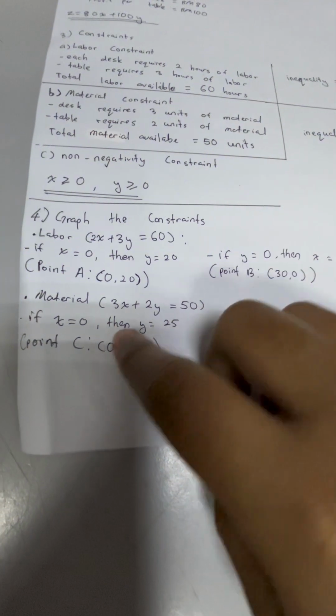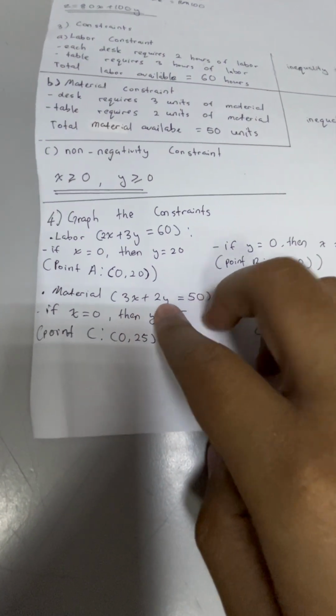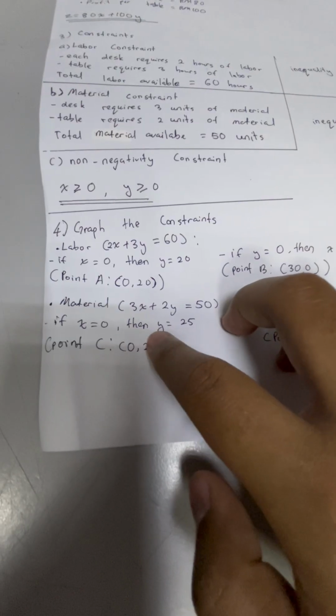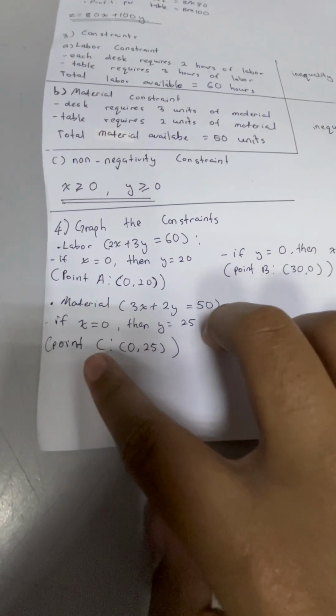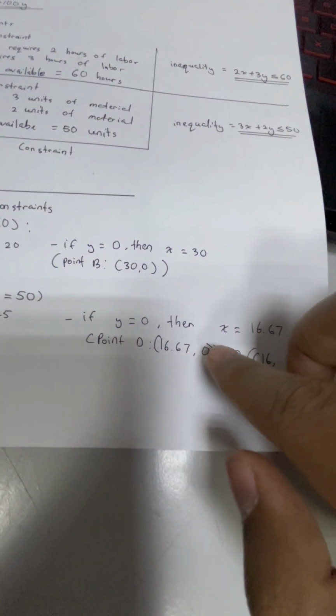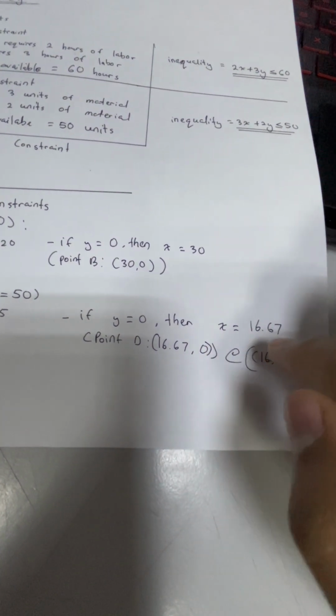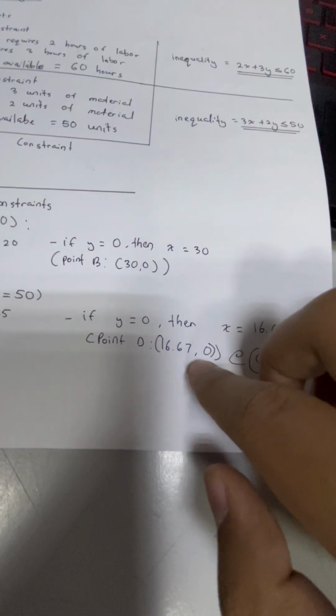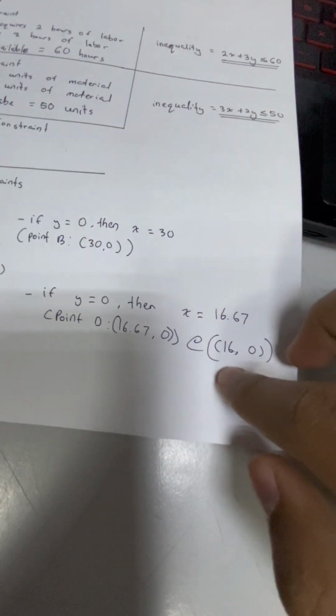For the material, which is 3x plus 2y equals 50, if x equals 0, then y equals 25. So that is point C, (0, 25). If y equals 0, then x equals 16.67. So our fourth point is point D, (16.67, 0), or about (16, 0).